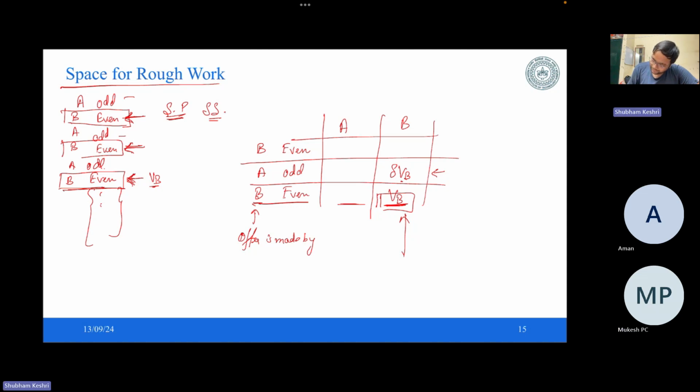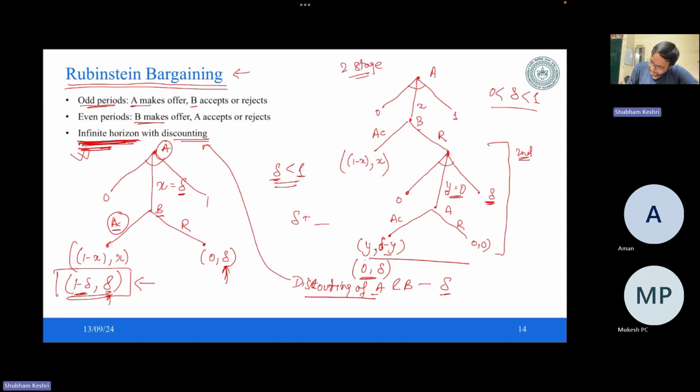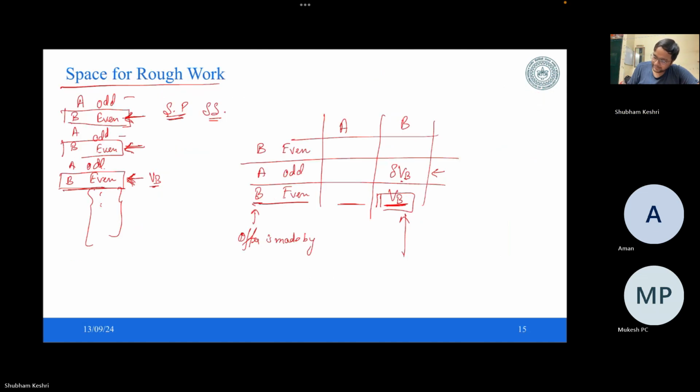And you see, whatever is this utility, that will be the offer made at this stage. So B's utility is delta. What offer will A make? He will make the same offer, delta, right? Yeah. Is that right? So A will make an offer of delta times VB. So B will get delta times VB and A will get 1 minus delta VB. Is that all right? Okay.